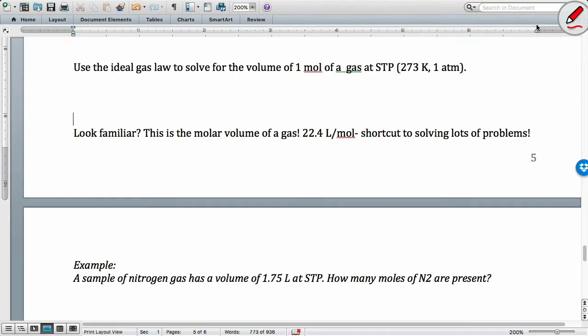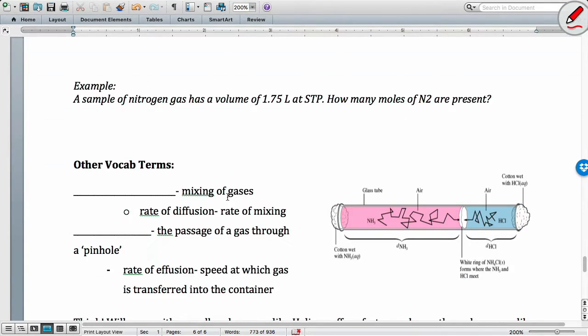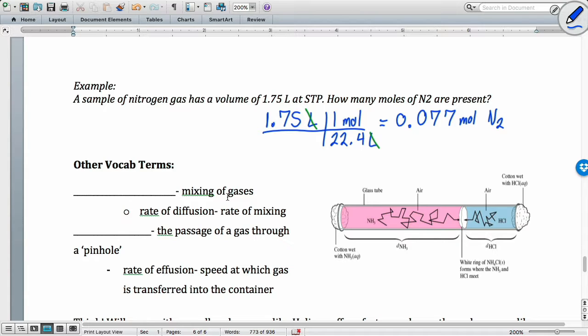Like, a sample of nitrogen gas has a volume of 1.75 liters at STP. So we know at STP, every 22.4 liters is 1 mole. Liters and liters cancel out, and we get 1.75 divided by 22.4. We get 0.077 moles of N2.